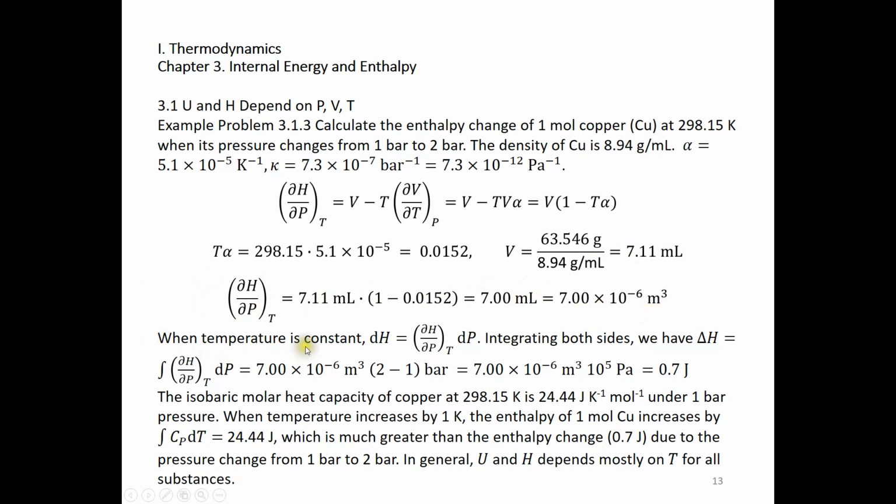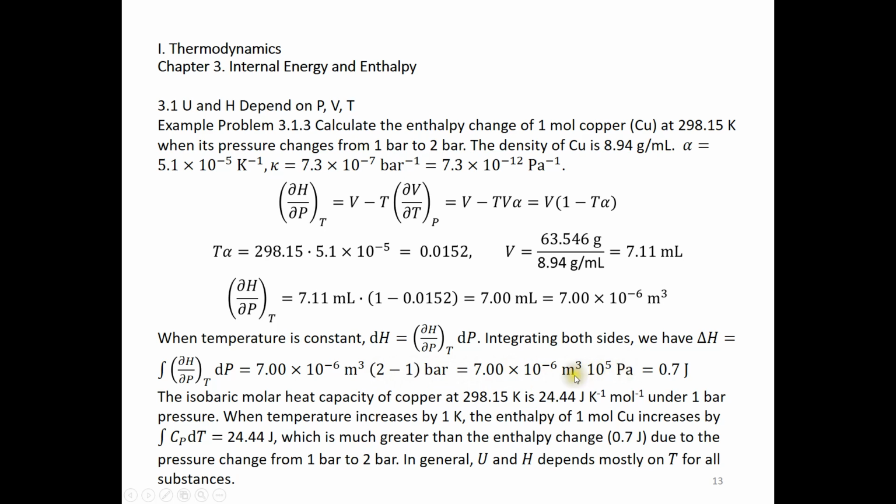Now, when temperature is constant, dH is simply delta H over delta P times dP. Over here we can integrate both sides. We know this part is calculated already, and then we just need to integrate delta H over delta P times dP, and this is roughly a constant. So the integral of dP is delta P. Delta P is just 2 minus 1, final minus initial.